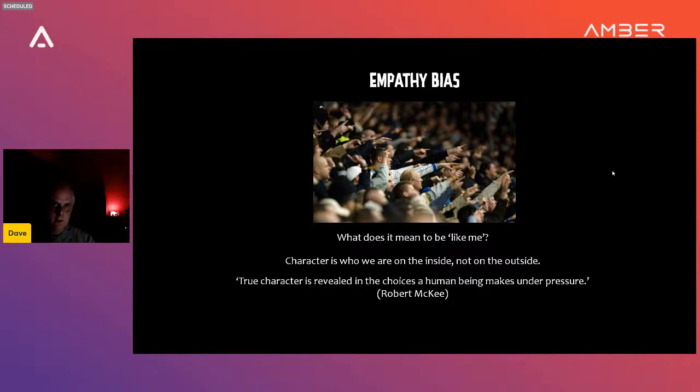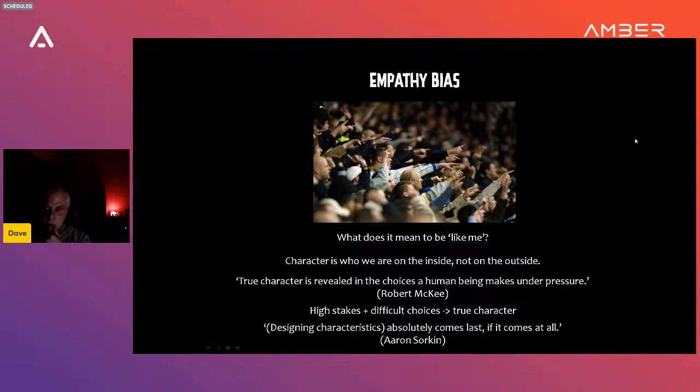So we're revealing to the player who these characters truly are inside by making them face up to difficult choices under pressure, high stakes. And difficult choices reveal the true character. Or as the screenwriter Aaron Sorkin put it in an interview, designing characteristics absolutely comes last, if it comes at all. He likened it to Mr. Potato Head, a potato sticking on the hat and eyes.